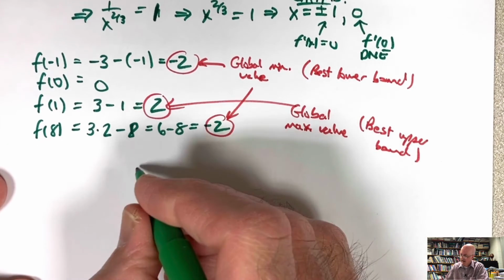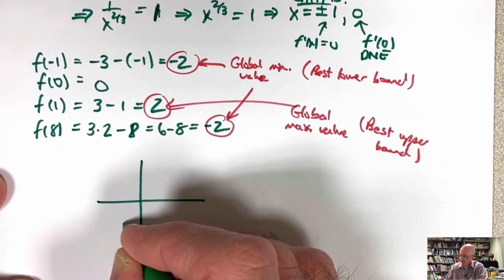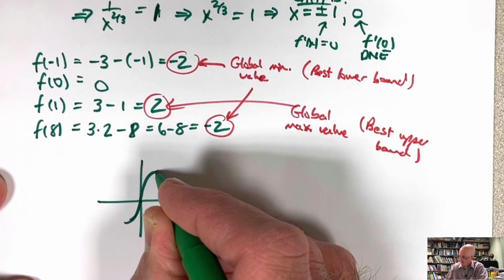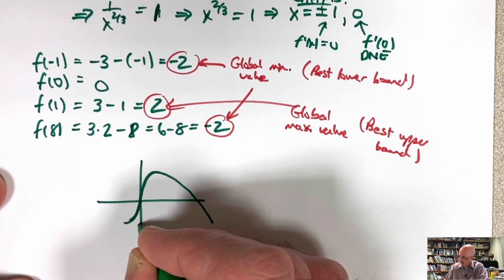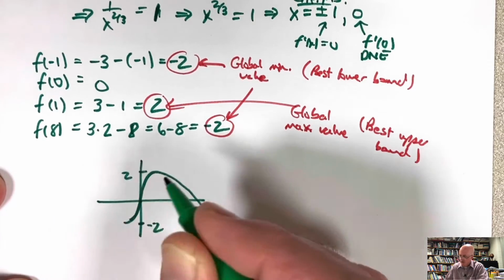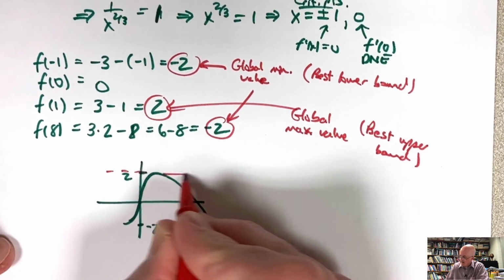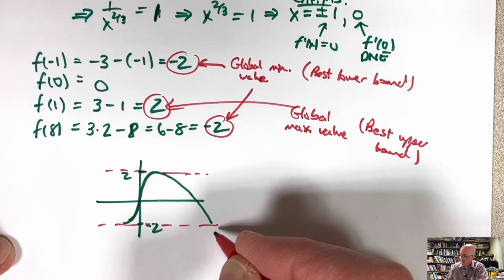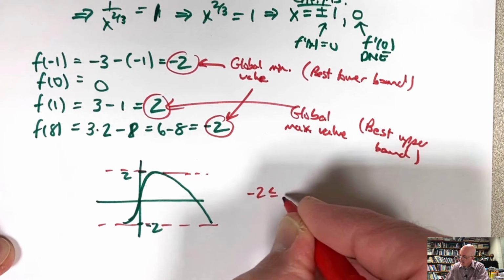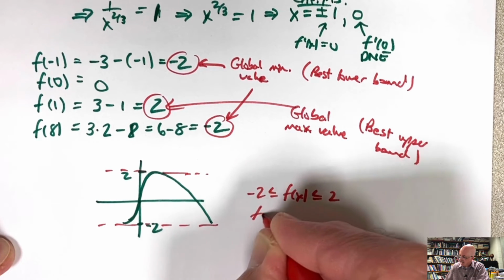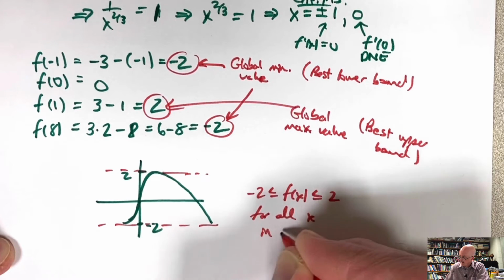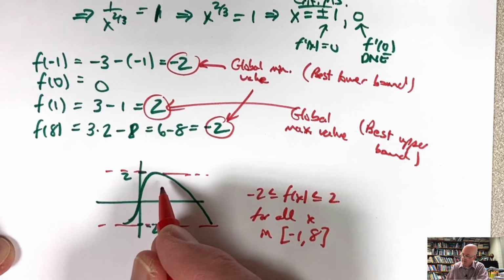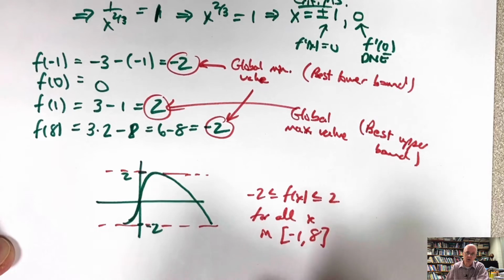If I'm going to graph this quickly by hand and also graph the best upper and lower bounds, we saw the graph looked about like this. There's -2 here and +2. If I draw horizontal lines up here and down here, those in effect represent the best upper bound, 2, and best lower bound, -2. The function is always between those two values for all x in the interval from -1 to 8. And in fact, those are the best possibilities. Anything smaller than the best upper bound will no longer be an upper bound. Anything bigger than the best lower bound will no longer be a lower bound.